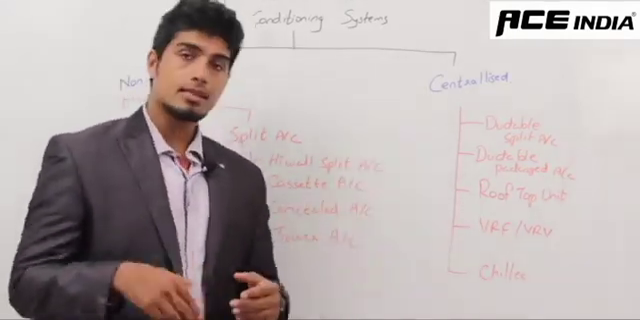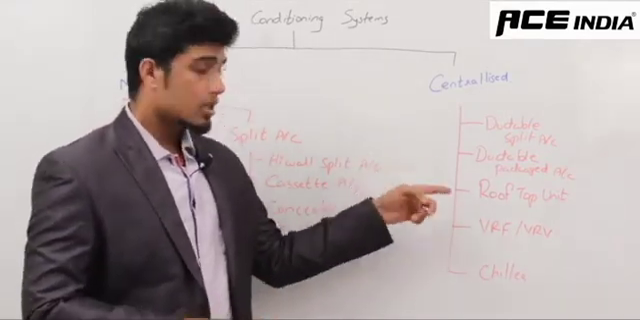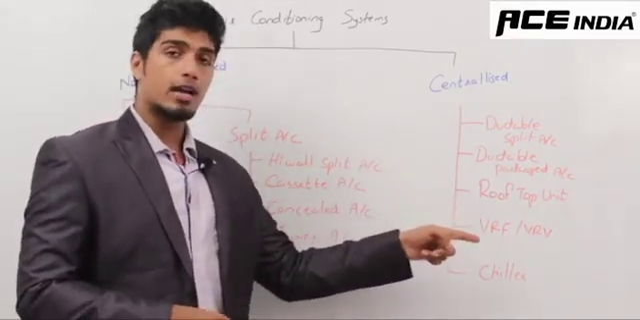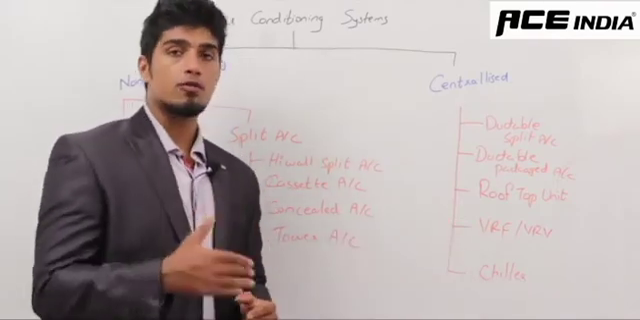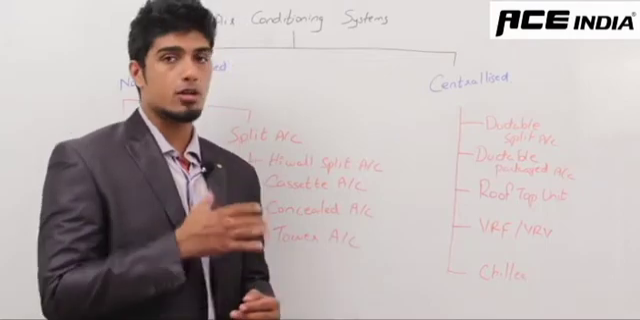Similarly, we have something called a ductable package AC, which is a floor mount AC. I'll explain that later onwards. Then you have rooftop unit, VRF, and VRV. VRF is short for variable refrigerant flow, whereas VRV is variable refrigerant volume.